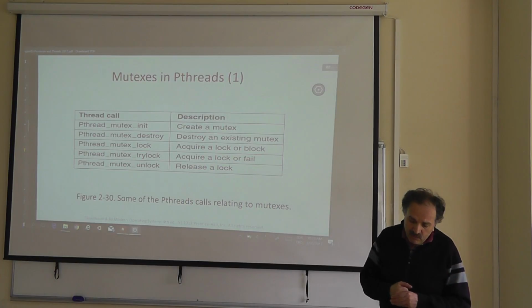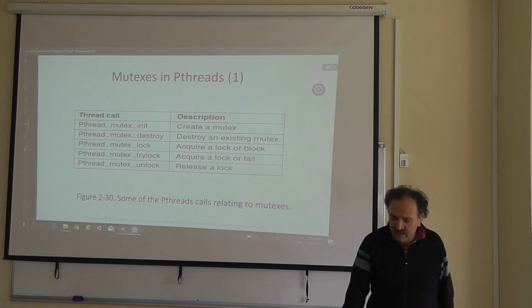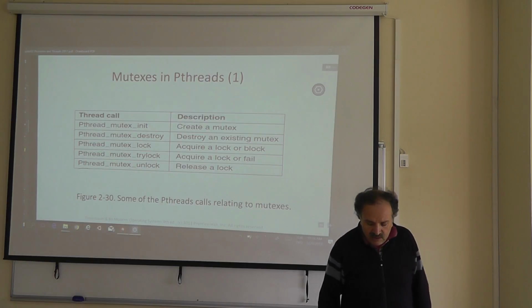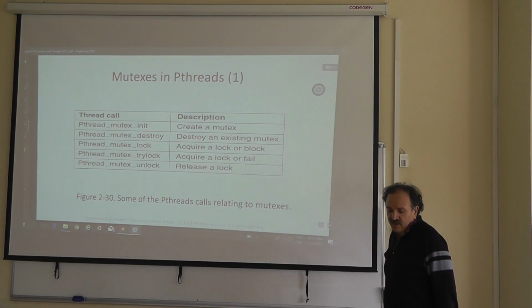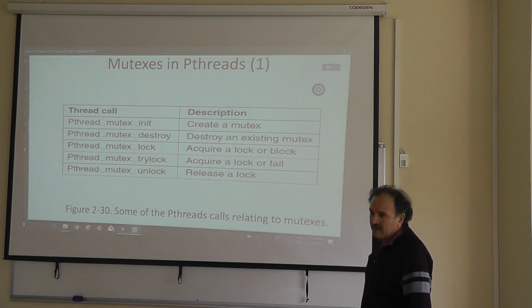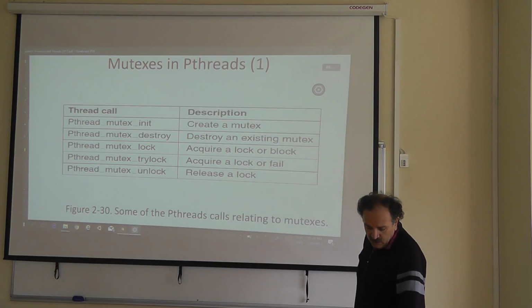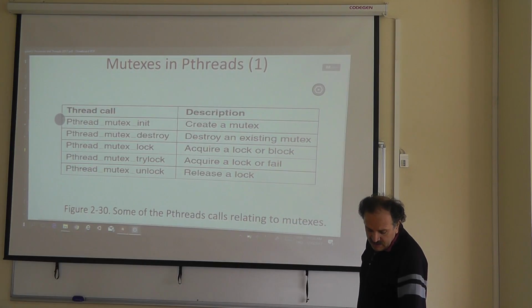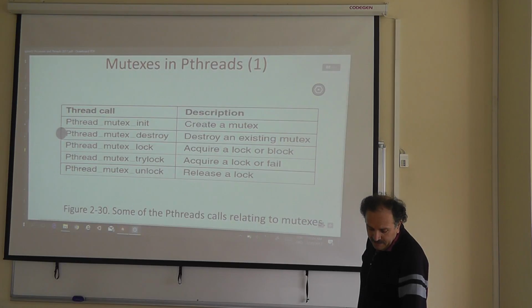So for the mutexes in Pthreads, in our standard Unix library Pthreads, we have the mutexes. There are many other functions, but these are the most popular ones. You need to initialize a mutex. You need to destroy a mutex when you are done. You need to ask for a mutex lock and mutex unlock. This is lock and this is unlock.